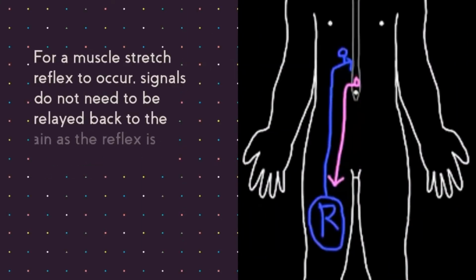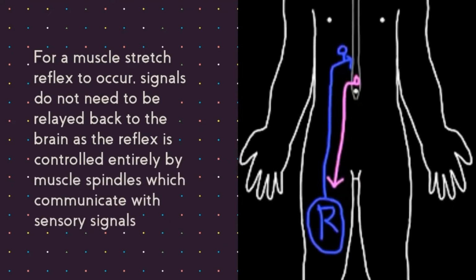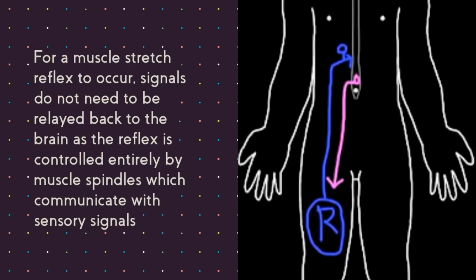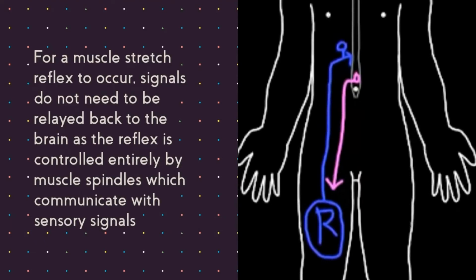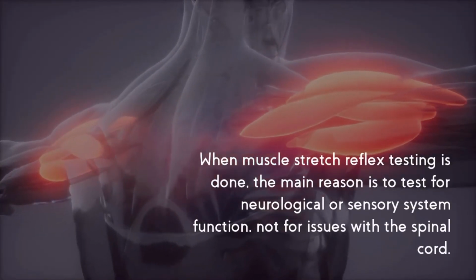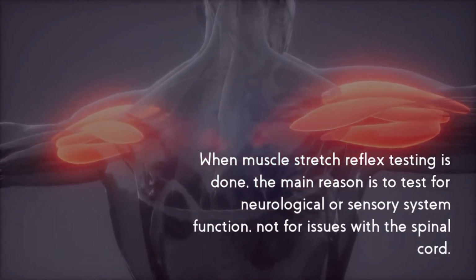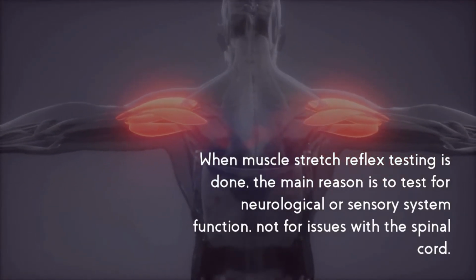For a muscle stretch reflex to occur, signals do not need to be relayed back to the brain, as the reflex is controlled entirely by muscle spindles which communicate with sensory signals. When muscle stretch reflex testing is done, the main reason is to test for neurological or sensory system function, not for issues with the spinal cord.